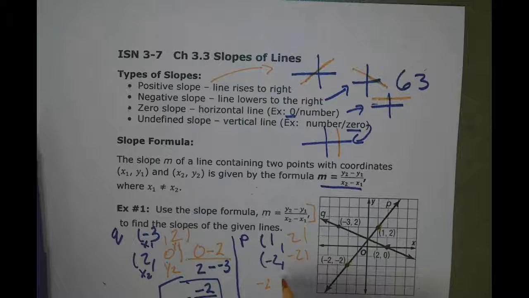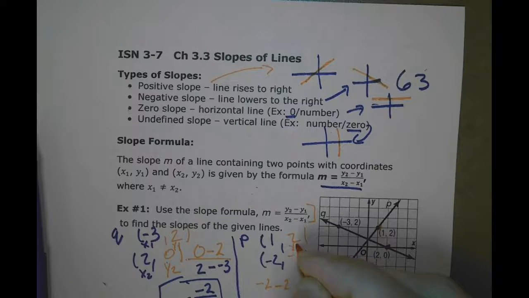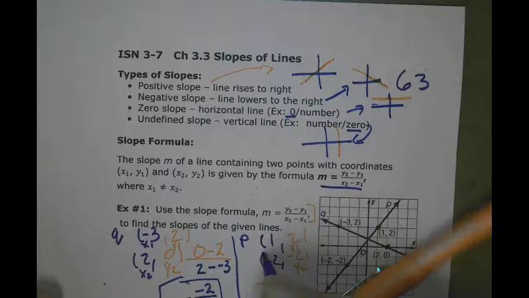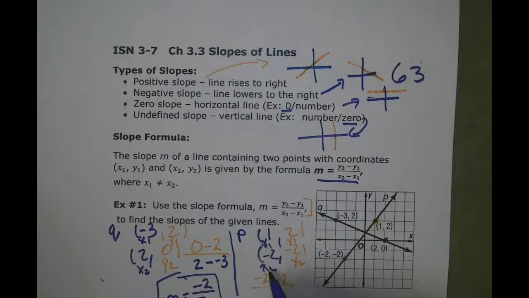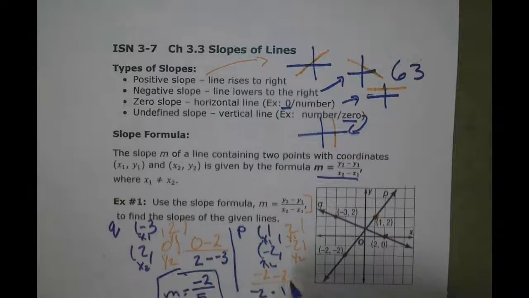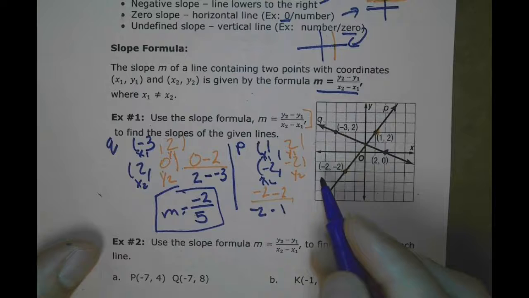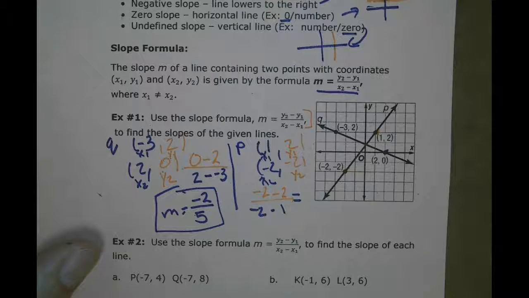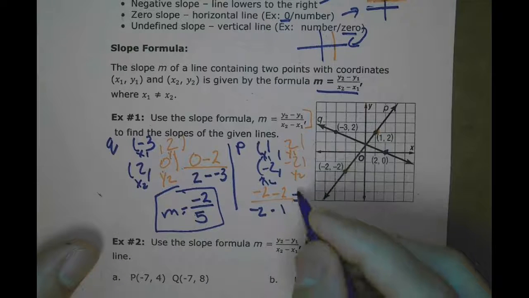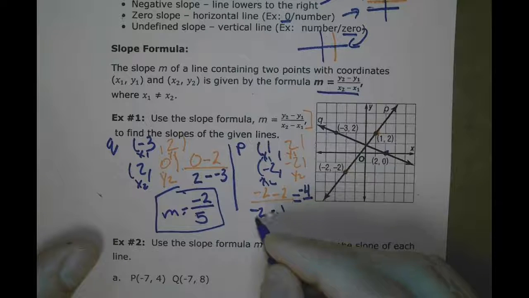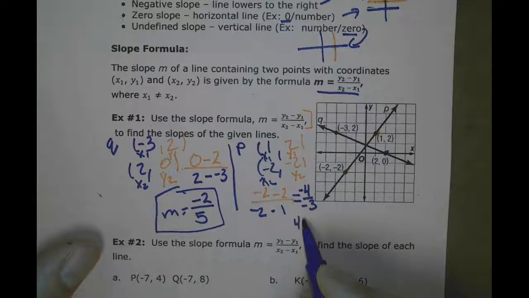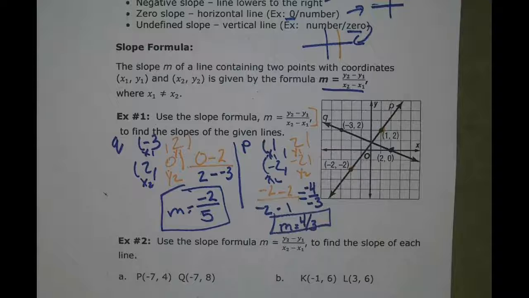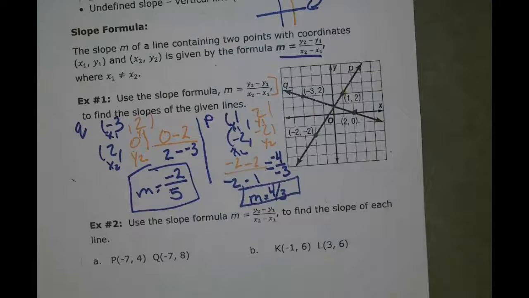Negative 2 minus, oh, forgot to label it, sorry. y1, y2, x1, x2. Divide this by x2, which is negative 2, minus 1. Negative 2 minus 2 is going to be negative 4, divided by negative 2 minus 1, which is going to be negative 3. Cancels out and we get 4 over 3. So M is equal to 4 over 3. We cancel out because a negative divided by a negative is a positive.